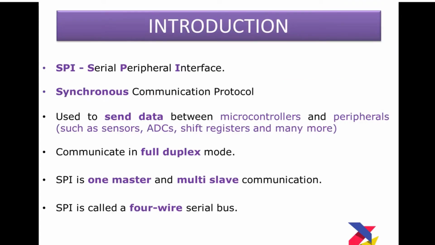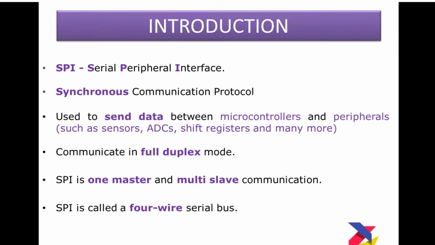In this video, I am going to discuss the Serial Peripheral Interface protocol. SPI is a synchronous communication protocol used for short distance communication in embedded systems. SPI is used to send data between microcontrollers and peripherals such as sensors, ADCs, shift registers, and many more. In this, the microcontroller and peripherals can communicate in full duplex mode. This protocol works on master-slave architecture with a single master and multiple slaves.